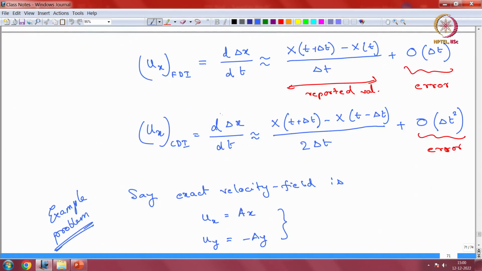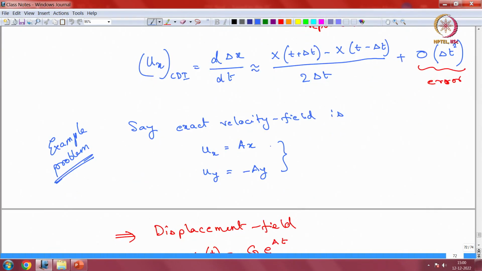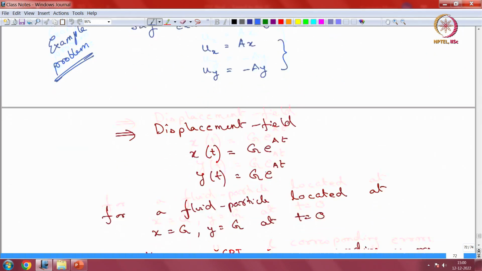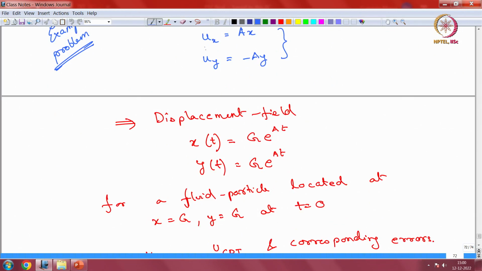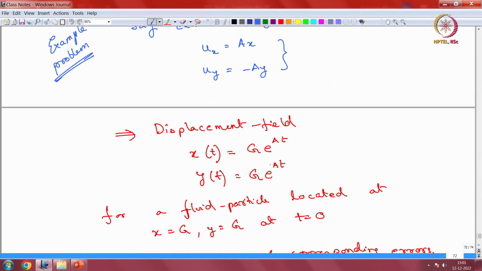We wanted to understand this difference between the forward difference and the central difference techniques a little bit more. So we started off on this particular problem last time, which is that you have a known velocity field, ux equal to a times x and uy equal to minus a times y, and obviously by integrating these two velocity fields, you get the displacement field as x(t) equal to g e to the power at, and y as a function of time is equal to g e to the power at. I'm sorry, there's a mistake here. There should be a negative sign here.